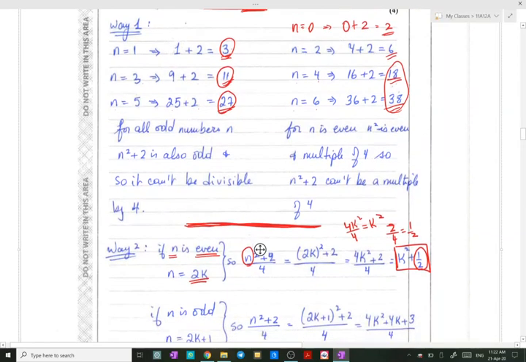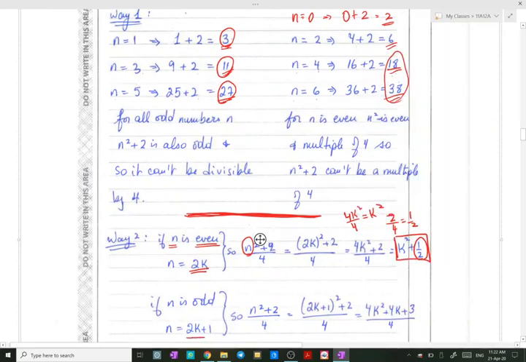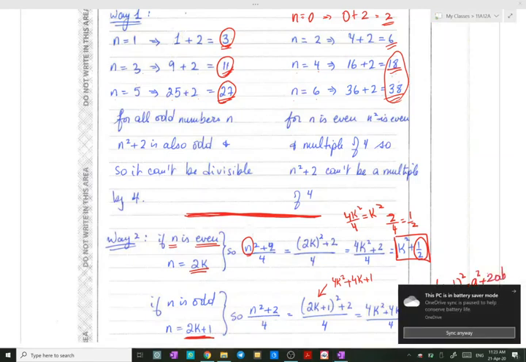Now, suppose that n is odd, the general form of writing an odd number is 2k plus 1. Therefore, you replace the value of n in n squared plus 2 divided by 4, because this is what the question wants, and then expand. Expanding will give you 4k squared plus 4k plus 1, because we are using the identity (a plus b) squared, which is equal to a squared plus 2ab plus b squared.